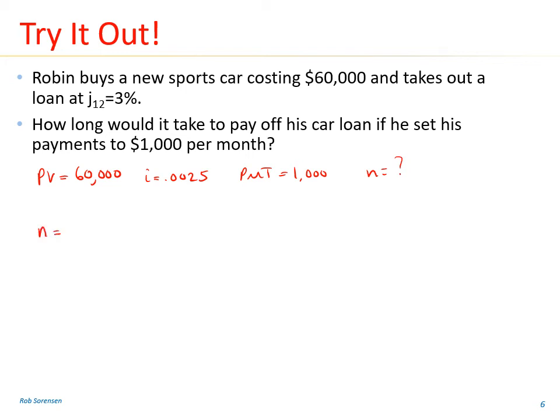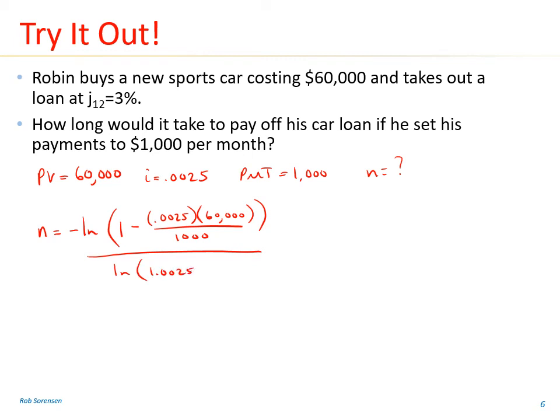Well, I'm going to use the PV version of this formula because I've got 60,000 as a PV. That's 1 minus 0.0025 times the 60,000 divided by 1,000, all divided by the log of 1.0025. As I worked that one through there, I got 65.09 periods, which in this case are months. And then, again, if we want to get that to years, we'll divide by 12, 5.42 years.